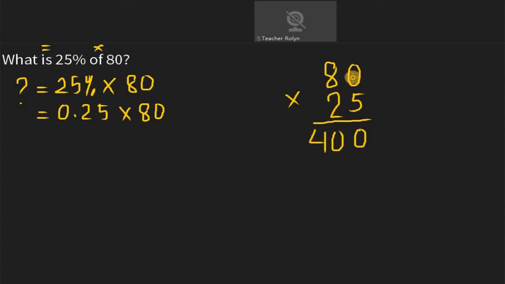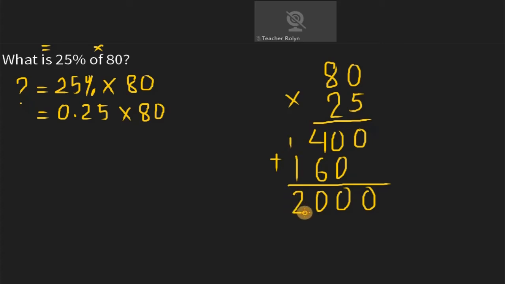Then we have here 2 times 0, that is 0. And 2 times 8, that is 16. Then add. So that will give us 0, 0. Then we have here 10, carry 1, that is 2.